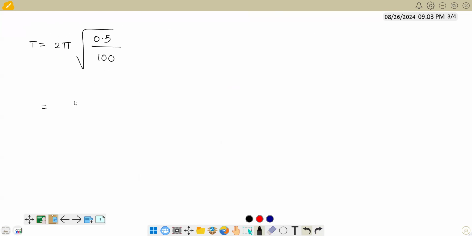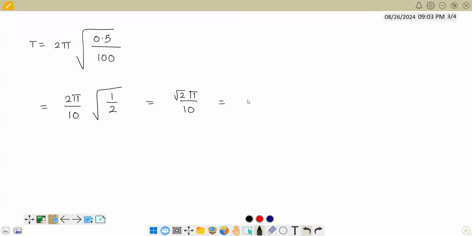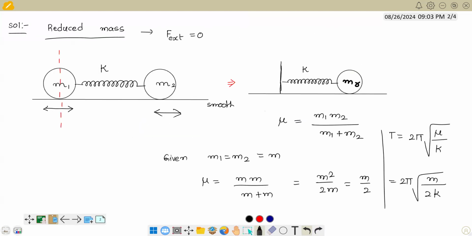So basically we'll get 2 pi by 10 and root, this would be 1 by 2. So we'll get root 2 pi by 10, basically pi by 5. We can write pi by 5 into 2. Here we have root 2. So I'll get pi by 5 root 2, which would be my option 1. There is another way to solve it using the concept of center of mass. Let us see the alternate method also.